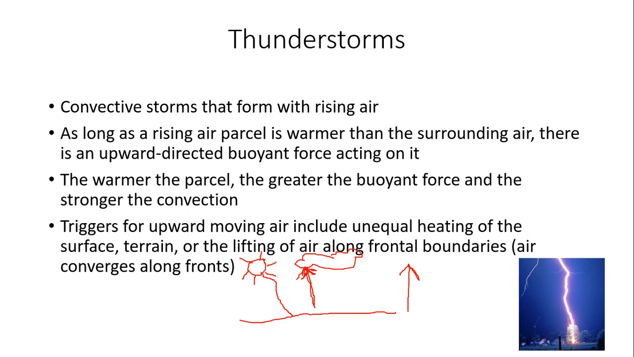Triggers for upward moving air. What causes this upward moving air motion, this convection? It can include anything from unequal heating of the Earth's surface. Terrain can also result in this rising convective air motion, or just simply lifting of the air along frontal boundaries in association with air converging in the low levels along the front. So there are many mechanisms that can result in this convection and ultimately in the development of thunderstorms.